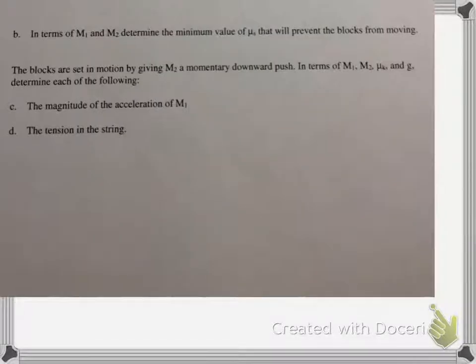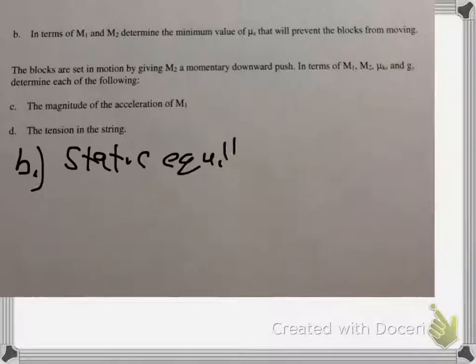From the information given to us in part B, it basically tells us that it is initially at rest. The beginning of the question actually did not tell us that, but now we know. So we're in static equilibrium for part B, which means the friction should be static friction, from the previous question. So it should be Fs, not Fk.